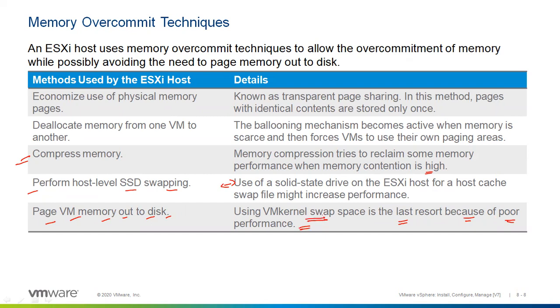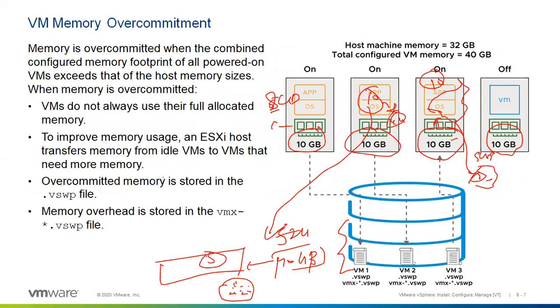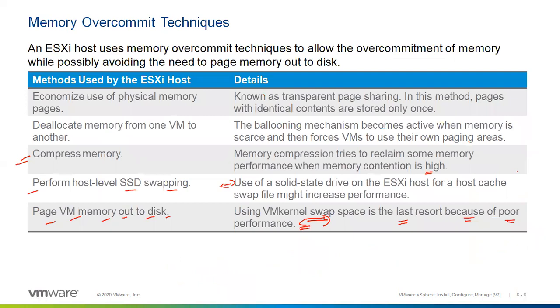So ESXi also has its own swap space, besides the swapping I described in the previous example. That's the last resort for giving the required memory to the virtual machines. So a lot of technology is being used for memory overcommitment between VMs and host.